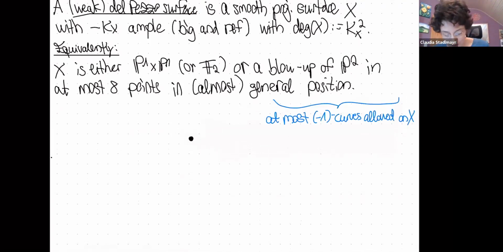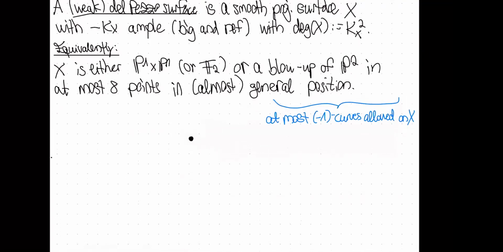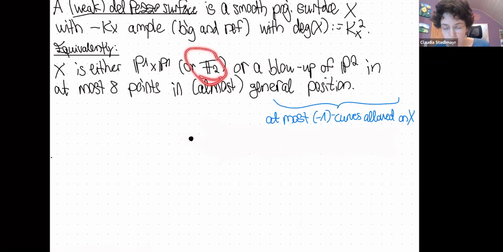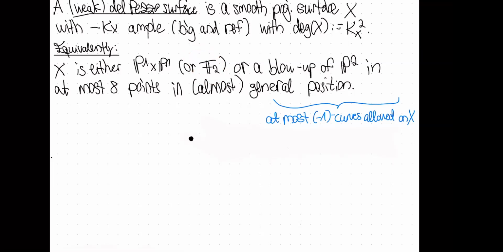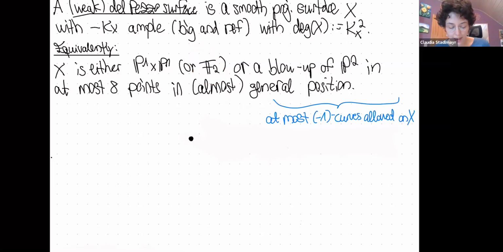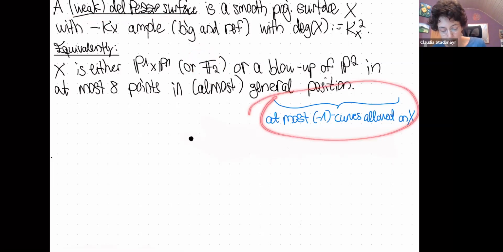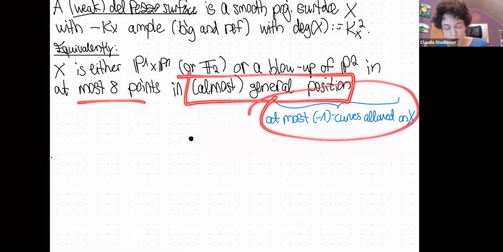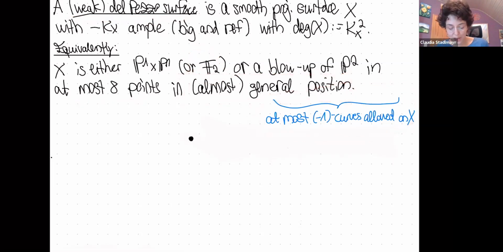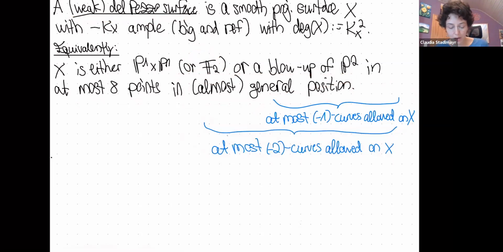You mean F0, not F2? No, I mean F2, the second Hirzebruch surface. This has a -2 curve. Yes, exactly. And on a weak del Pezzo surface, -2 curves are allowed. On an honest del Pezzo surface, only -1 curves are allowed. But the condition for those blown up points being in almost general position is that at most -2 curves are allowed. And also F2 has a -2 curve, and that's allowed.